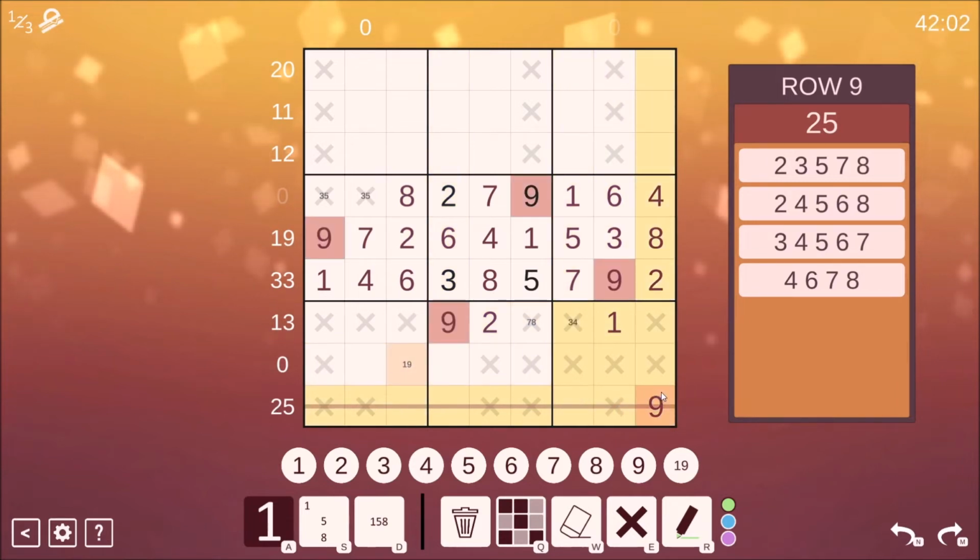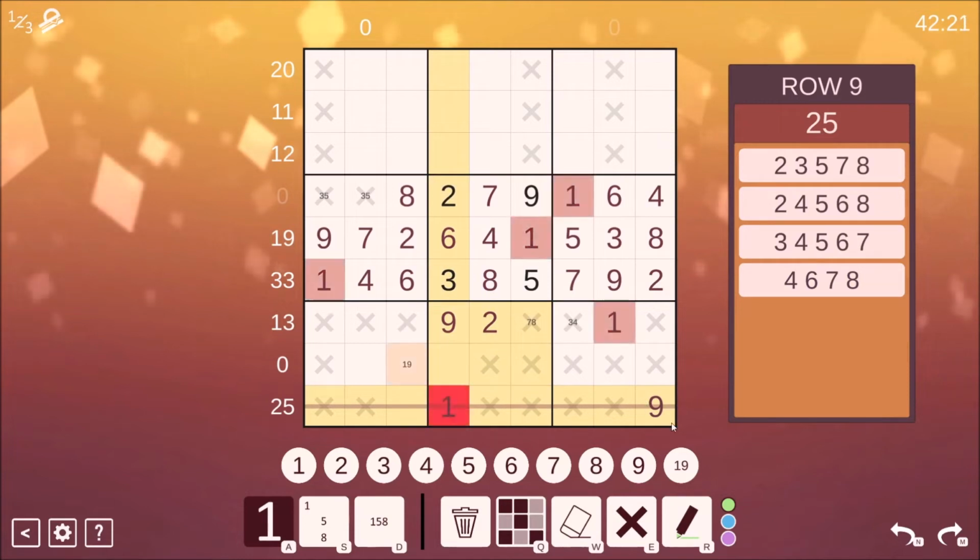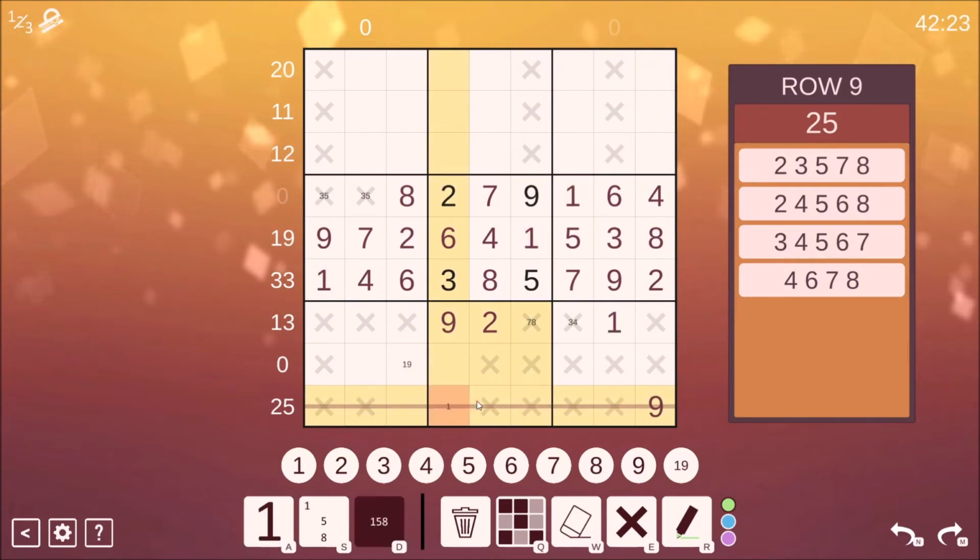So we had just placed this 9 here, and we can place a little X there. So we know we have to have a 1 somewhere over here. Let's look at this 4, 6, 7, 8 again. Nope. Wrong number.